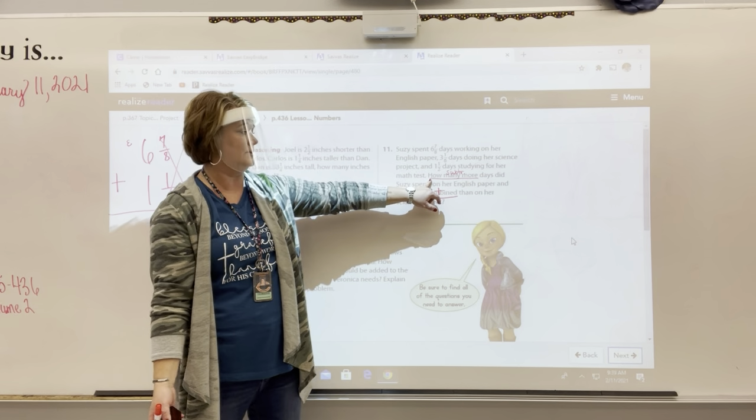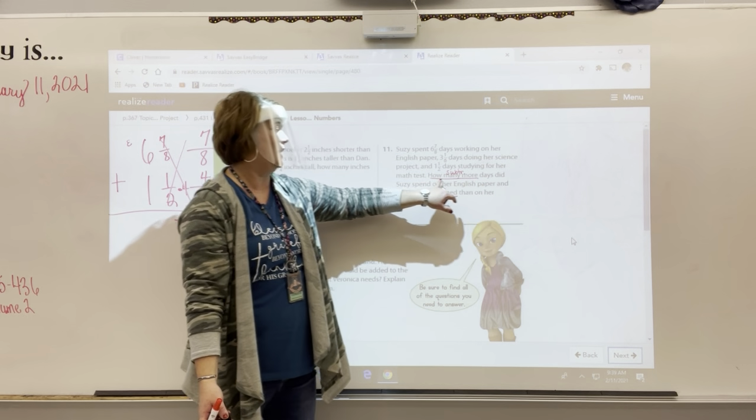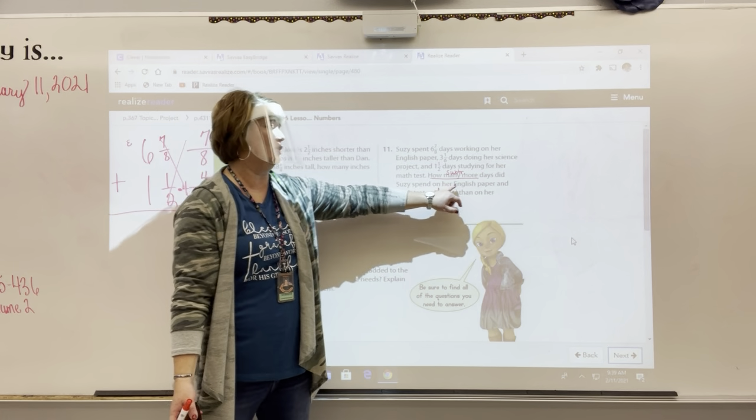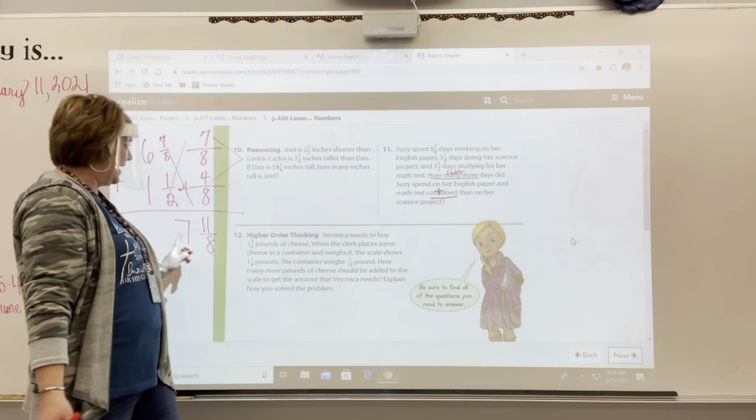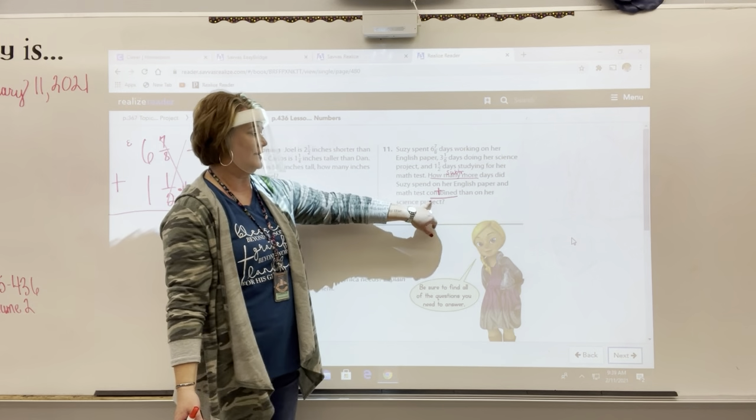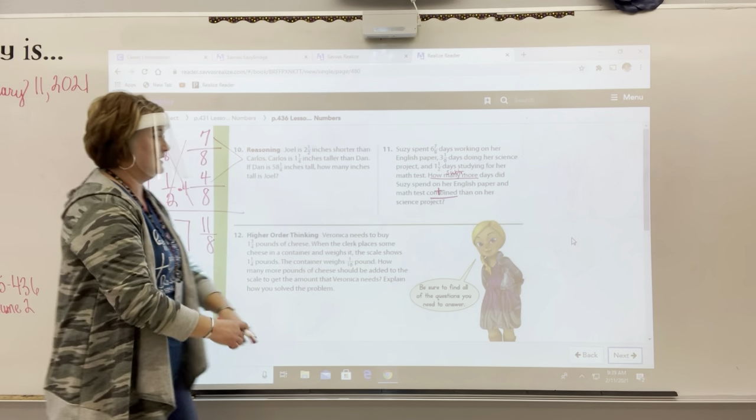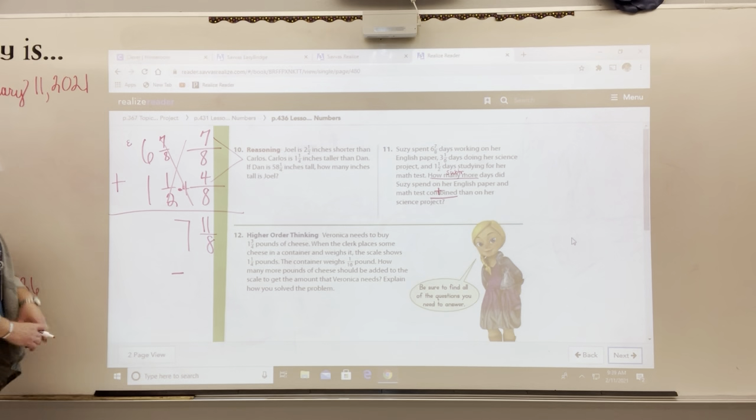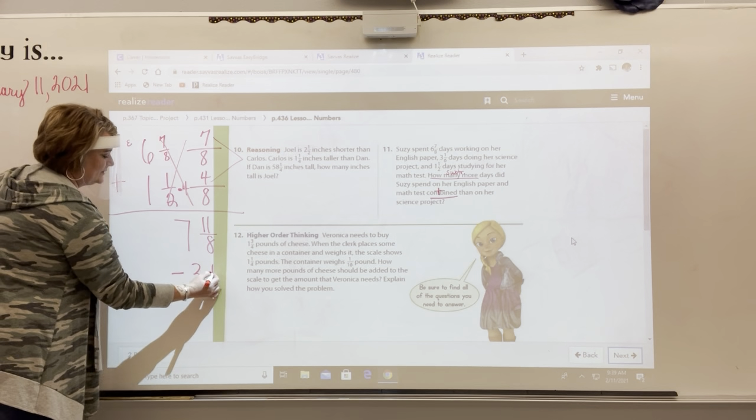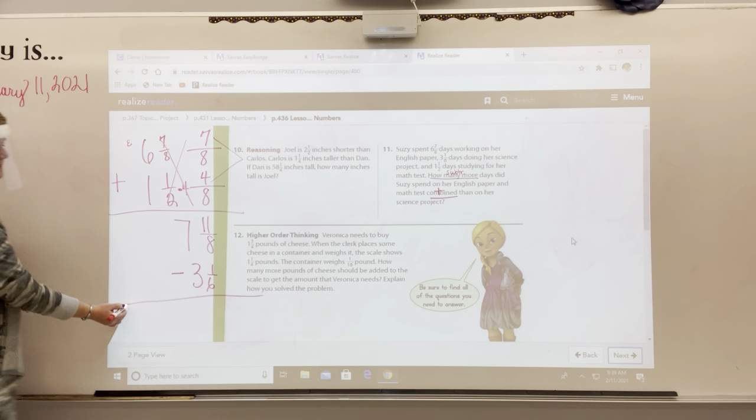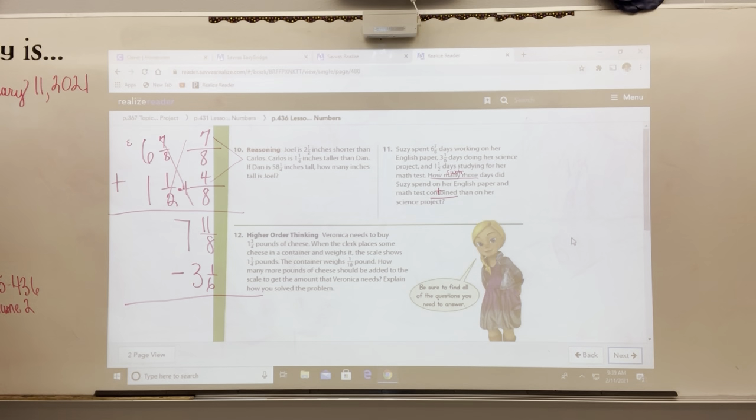So let's go back to this. I'm subtracting the days that she spent on her English and math combined, which is that. And I'm going to subtract what? Science. So minus underneath here. Eric, what's the number for science? 3 1/6. But I couldn't subtract until I combined. You have that written?